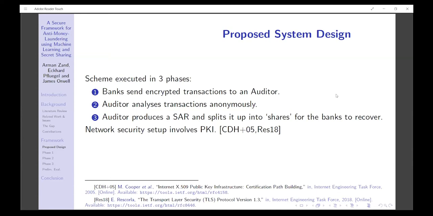And once the auditor finds something that is suspicious, it will produce an SAR and then split it up into shares, right? So in secret sharing, you can split it up into shares for the banks to recover. So that's the collaborative element: the banks send all the information to one entity and that entity gives it back. And if you want to recover this information, you have to collaborate again. And obviously, security is another important issue, so it involves standard public key infrastructure, so PKI, and all of that.